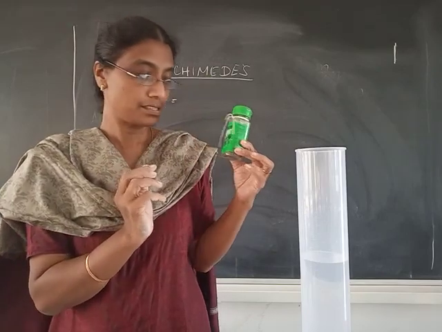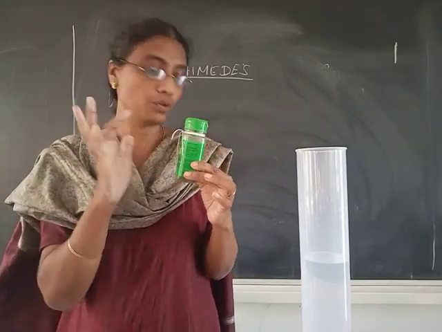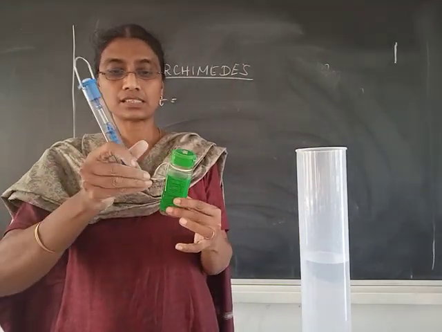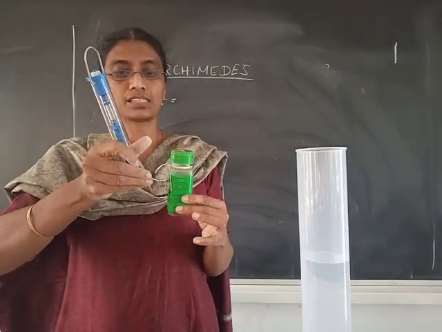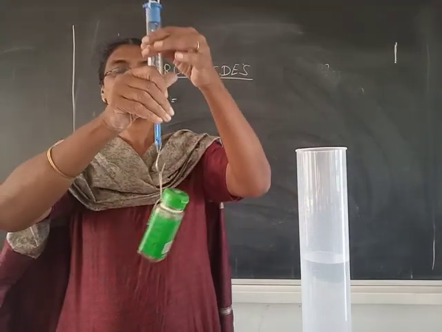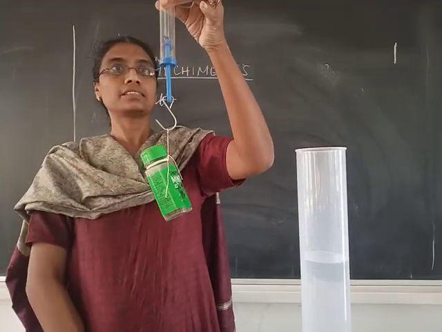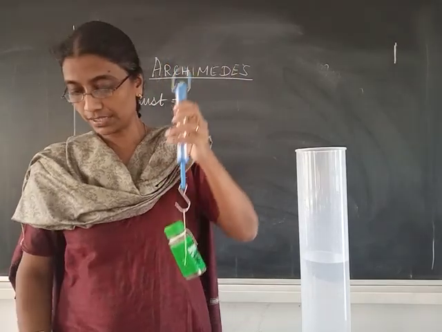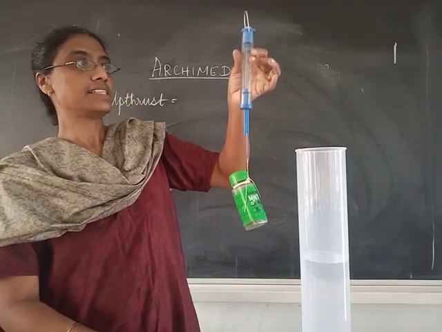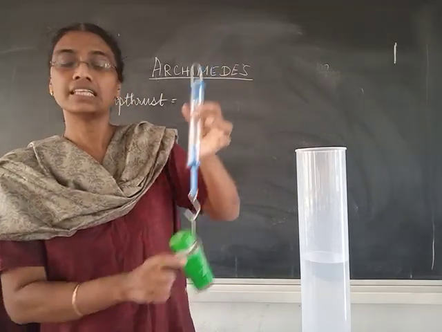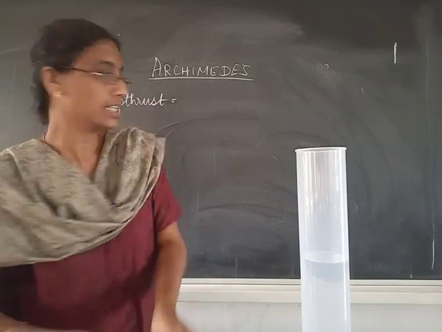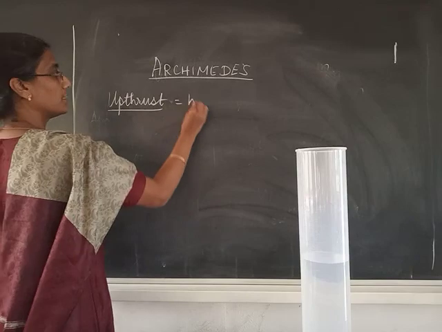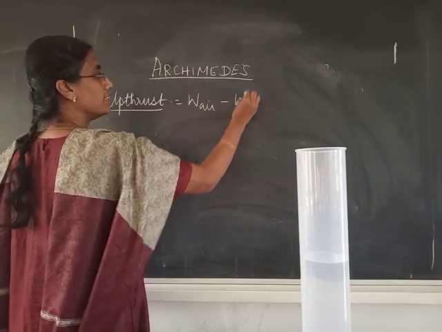I am taking this as the solid. It's because I wanted something of more volume. It has to displace more liquid. So I took this bottle with some stones inside, and the weight of this is 180 gram force. Weight in air is 180 gram force. So to find upthrust, I need weight in air minus weight in water.